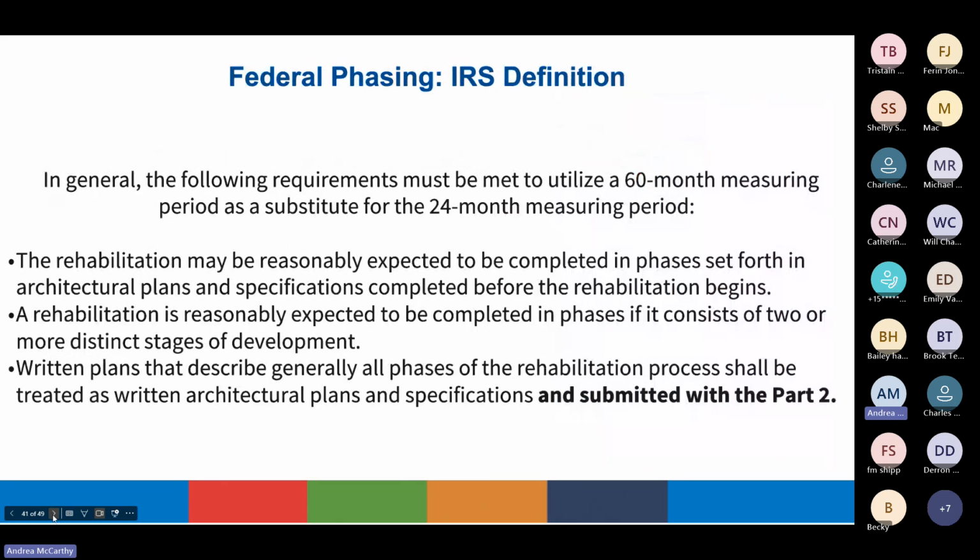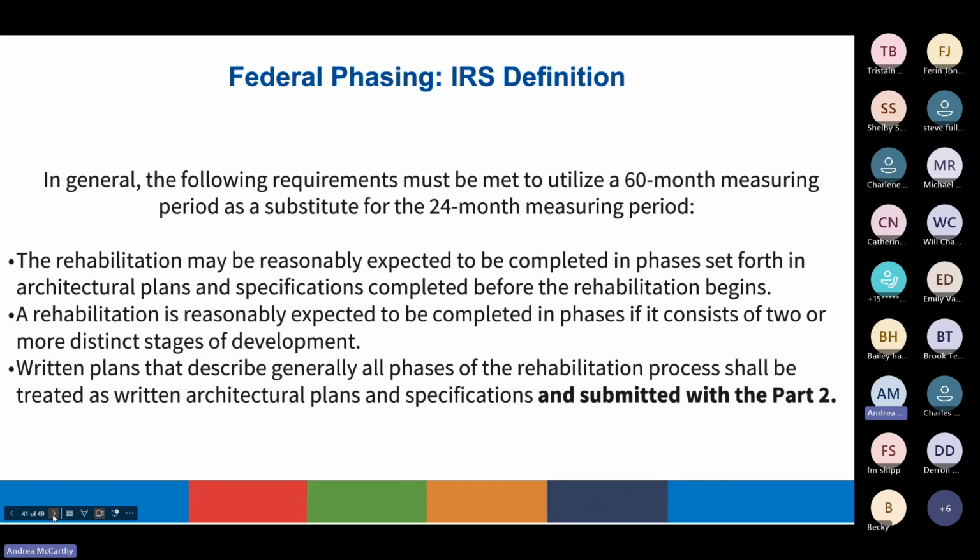The IRS provides detailed guidance on phasing since it generally falls under their purview for federal projects. The guidelines state, in general, the following requirements must be met to utilize a 60-month measuring period as a substitute for the 24-month measuring period. The rehabilitation may be reasonably expected to be completed in phases set forth in architectural plans and specifications completed before the rehabilitation begins. Second, a rehabilitation is reasonably expected to be completed in phases if it consists of 2 or more distinct stages of development.